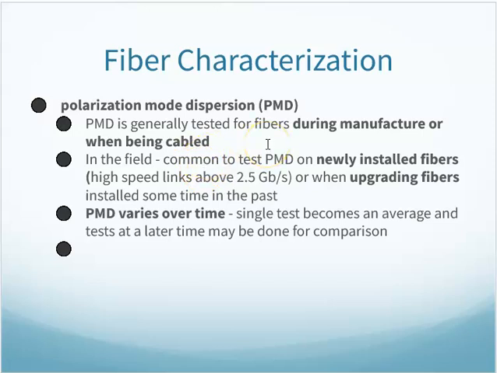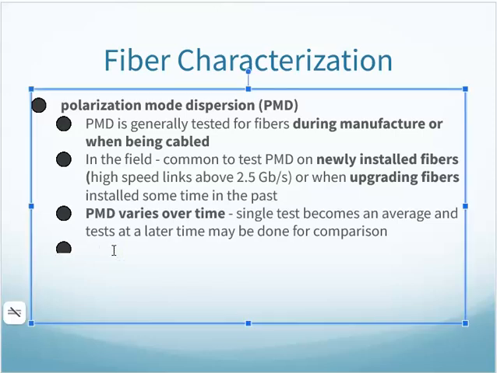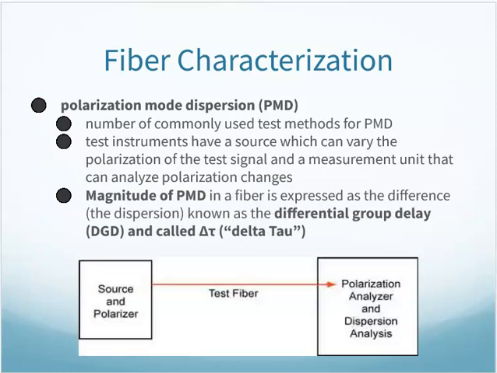It's tested during manufacture, in the field, newly installed fibers, or when upgrading fibers. And your polarization mode dispersion can vary over time. So any tests that are done are usually compared to or averaged with previous ones. Here it shows, again, different methods used. The magnitude of your polarization mode dispersion is referenced as DGD, differential group delay, and typically called delta tau, using two of the Greek letters, delta tau. The delta is usually like a change in.